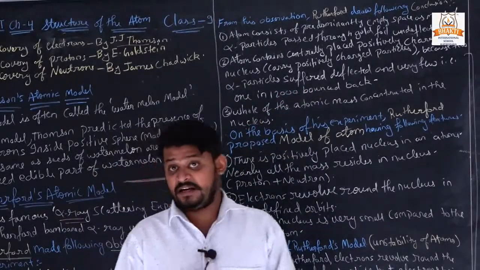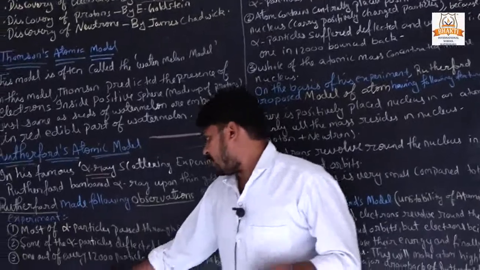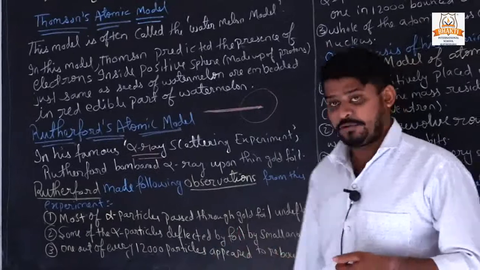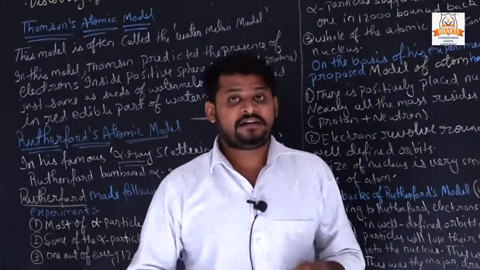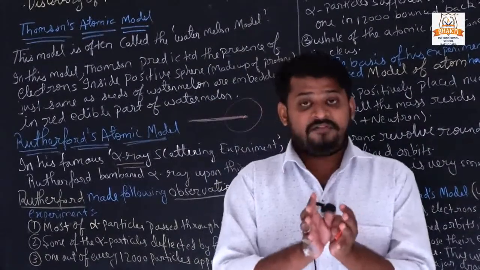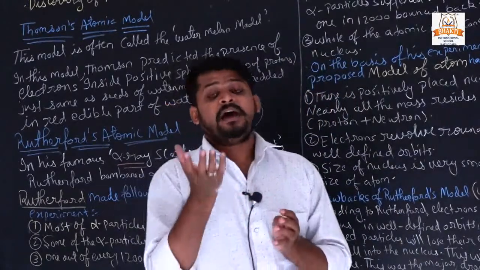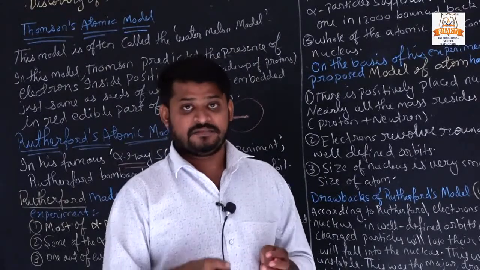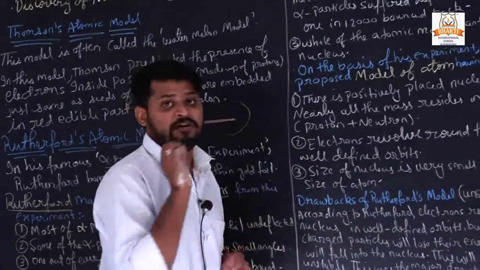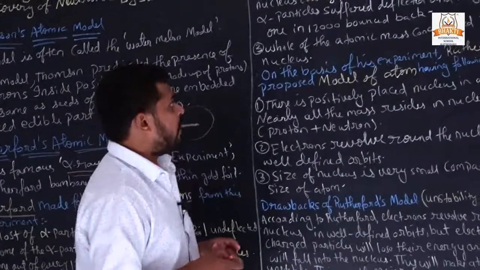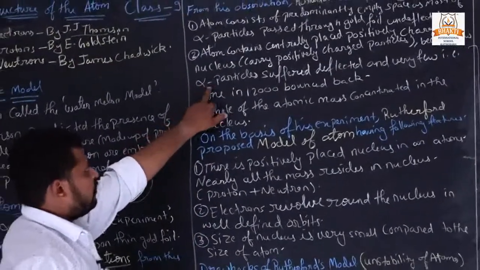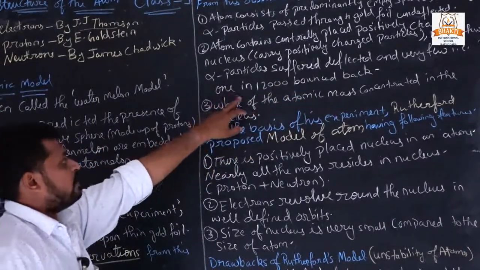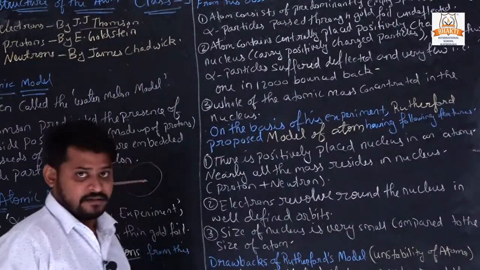And from the third observation, that one out of every 12,000 particles appeared to be rebound, he concluded that in the center of the atom a heavy mass of positively charged particles is present. That's why one out of every 12,000 particles is rebound. Alpha particles suffer deflection, and very few, one in 12,000, bounced back.